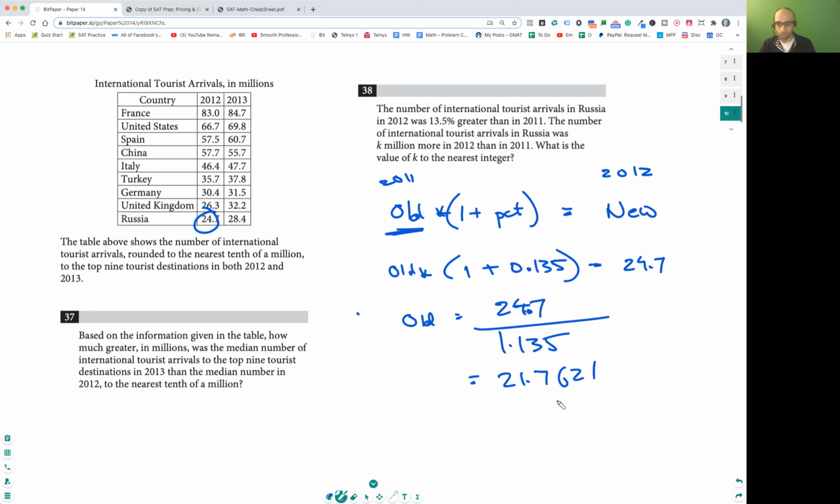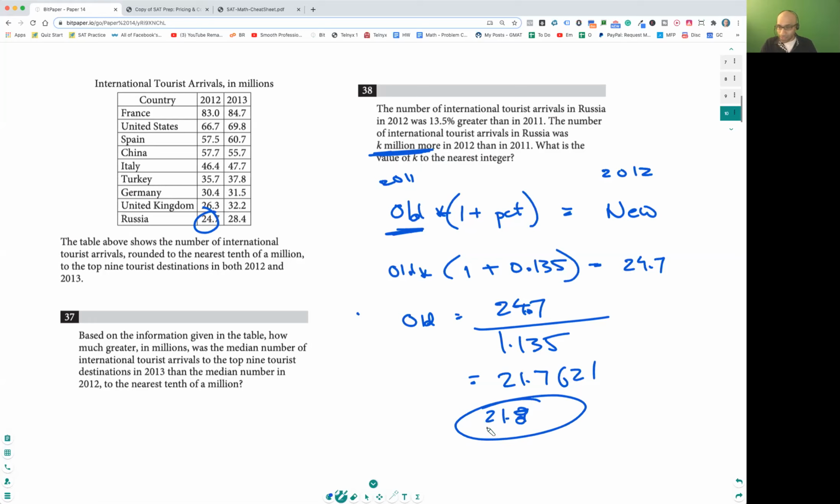That's your old value. Now you can try to solve this problem. Now it's super easy. Remember, they're asking you the value of K in millions, so it's going to be a very simple number. Well done, Joel. You got it. 21.7, actually 21.8, you're right. My bad. So you're going to round it.